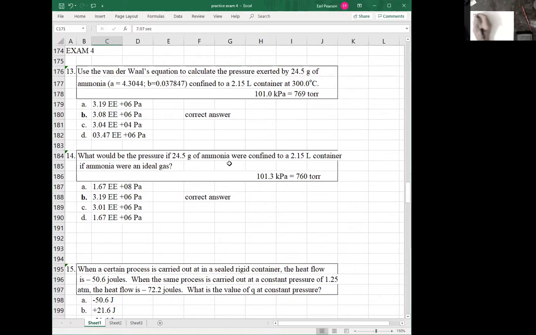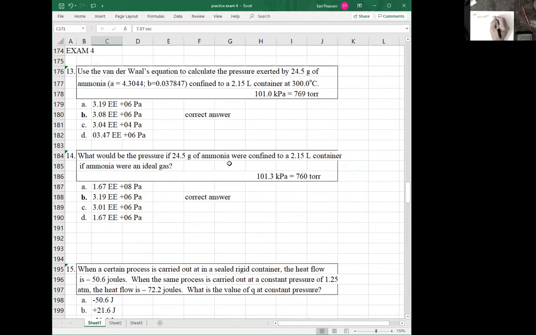Okay, so let's do number 14. Number 14, what would be the pressure if 24.5 grams of ammonia were confined to a 2.5 liter container if the ammonia were an ideal gas? Well, PV equals nRT. That's the relationship we're going to have to use.